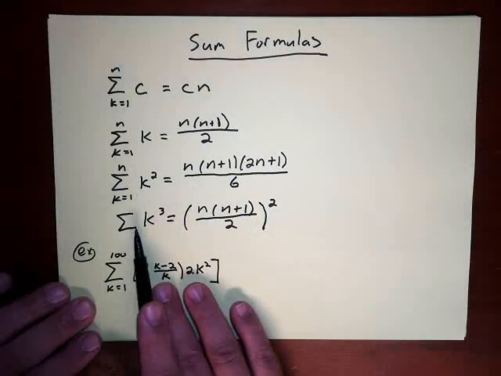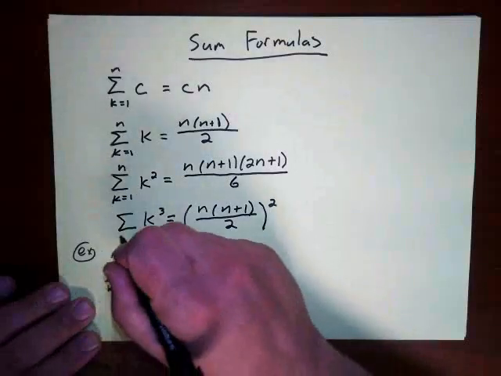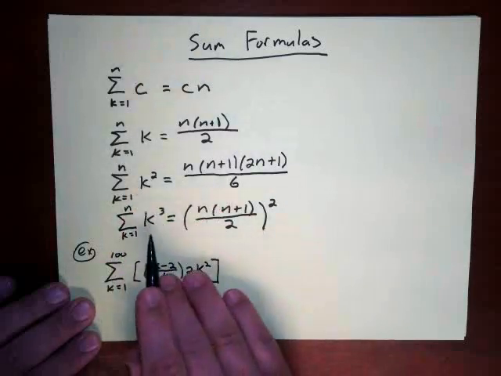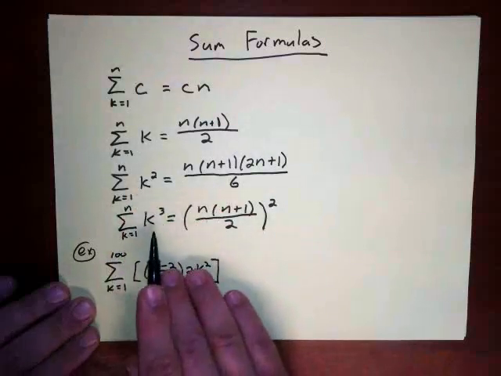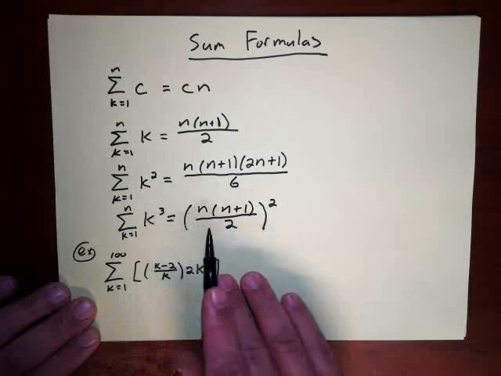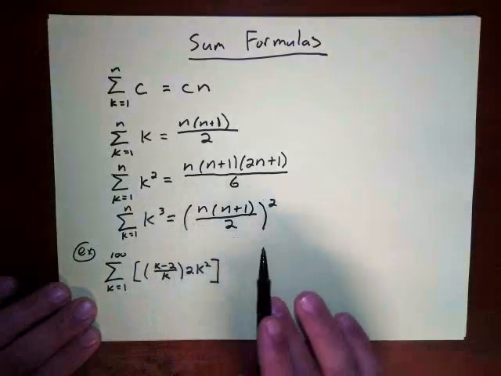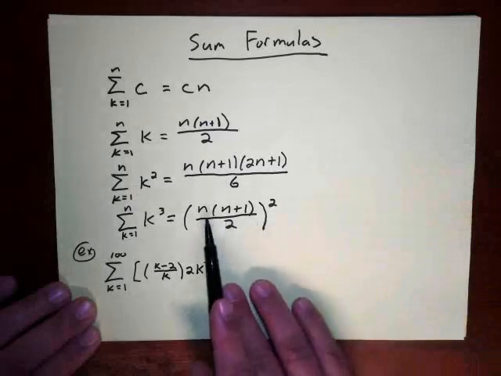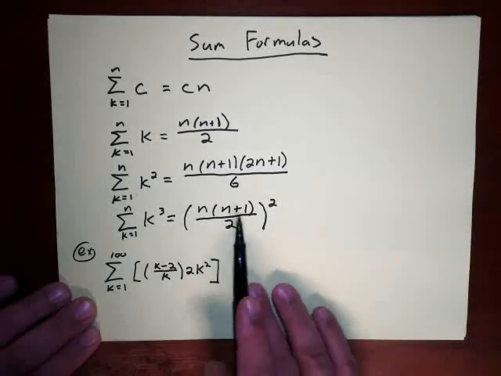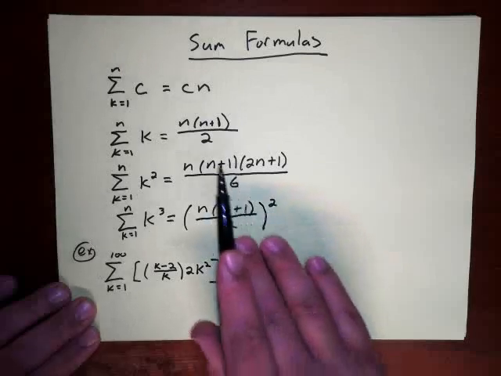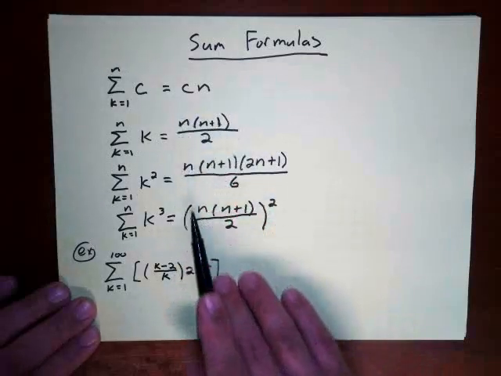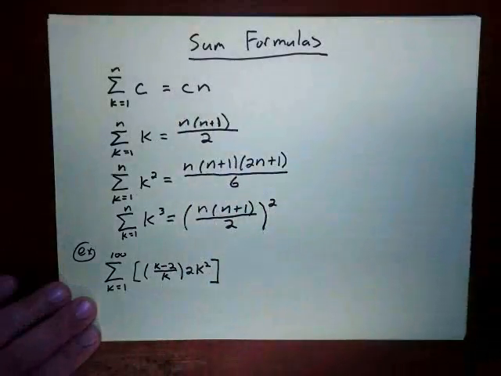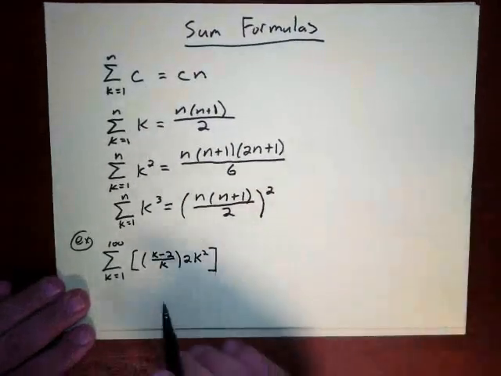And then the sum of the first n cubes, k equals 1 to n of k cubed. So this would be like 1 cubed plus 2 cubed plus 3 cubed plus 4 cubed on up to n cubed. And it's basically n times n plus 1 over 2, all of that squared. So interestingly, it's this formula squared, right?